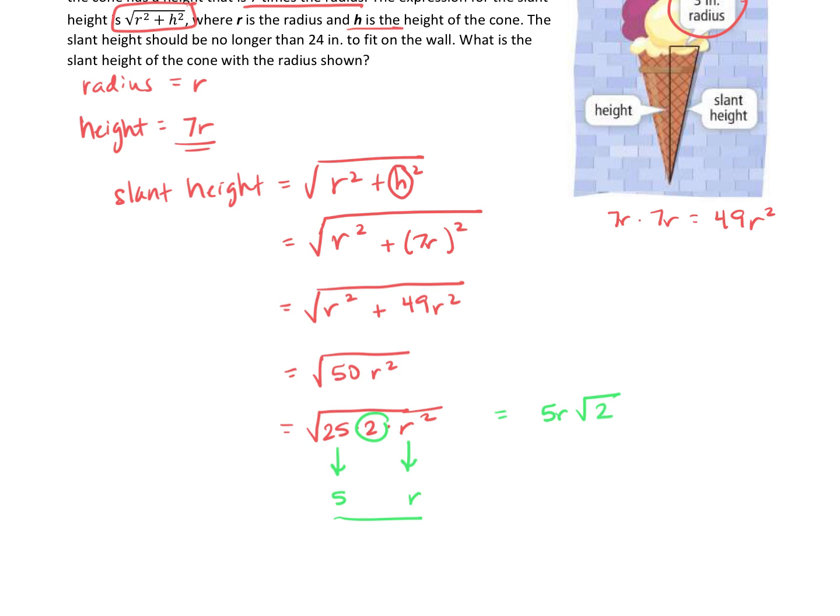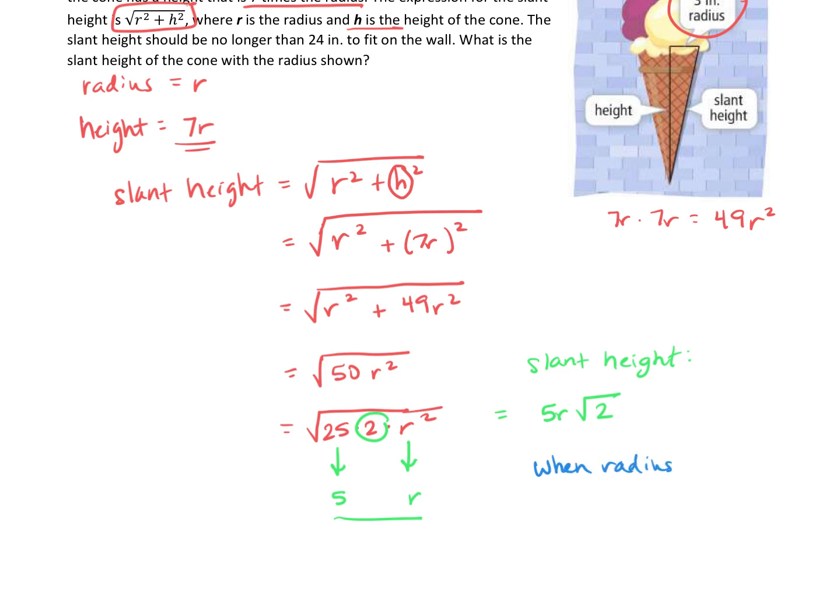So what did we just do? This is our slant height, just simplified as much as we could get it simplified. 5r times the square root of 2. So what they want us to figure out is when the radius is 3. So what is the slant height with the radius shown in the picture? The radius is 3.